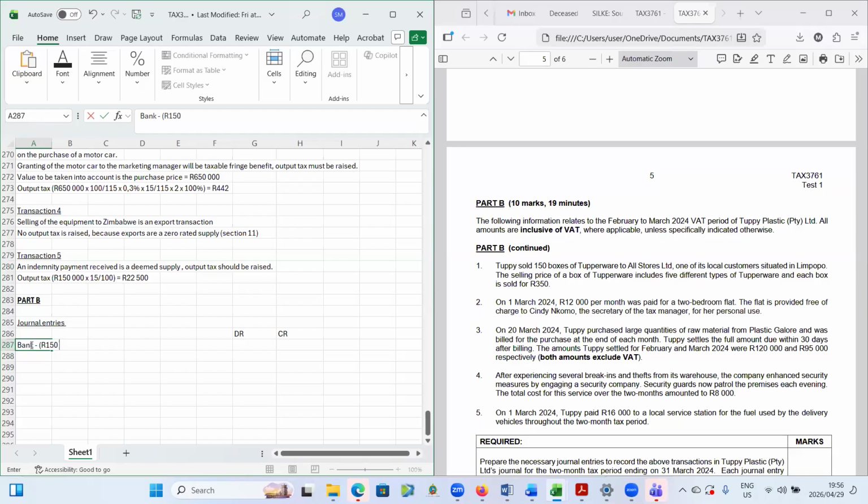So you must multiply 150 by 350, isn't it? Yes. And then how much did you get? I get 52,500. Which account is credited? Remember, which account is on the credit side? The sales, isn't it? Yes, income is sales. Then we say sales of Tupperware boxes.